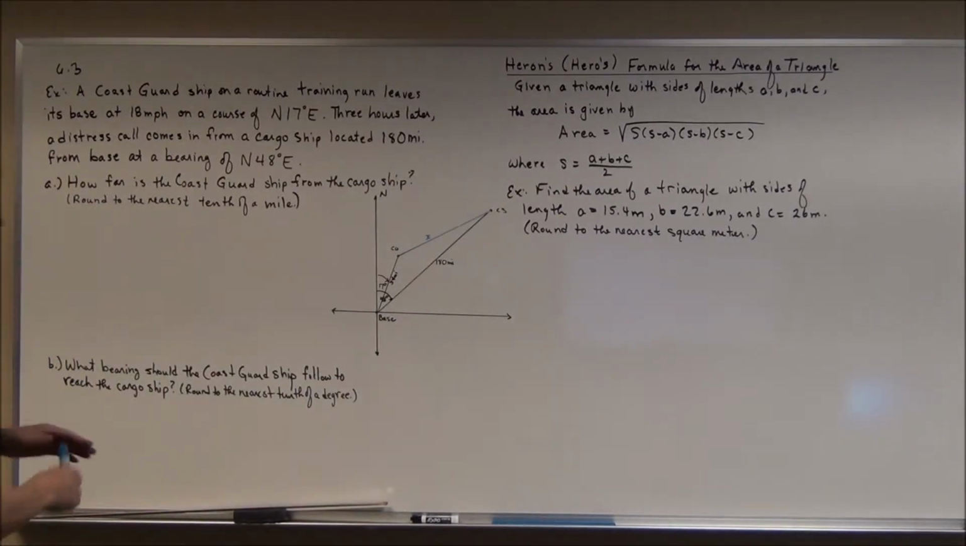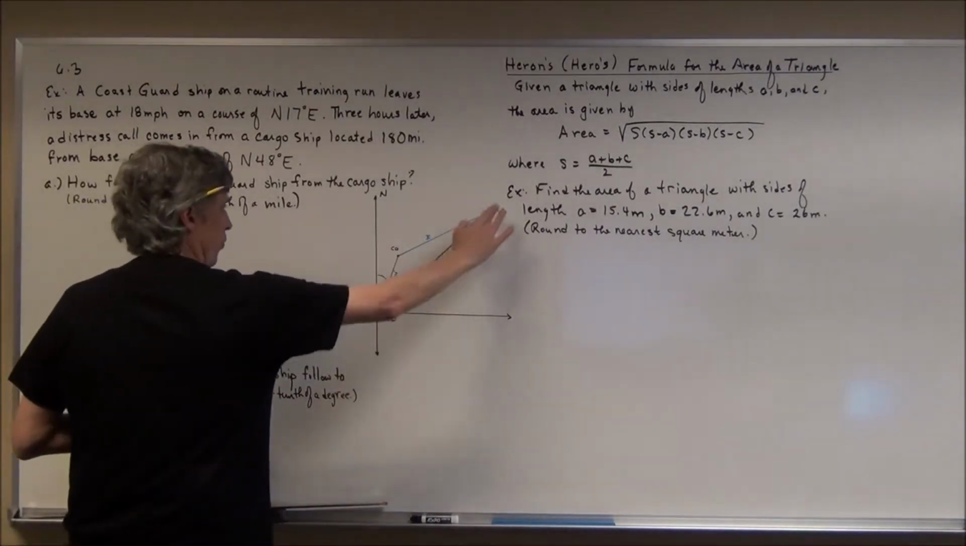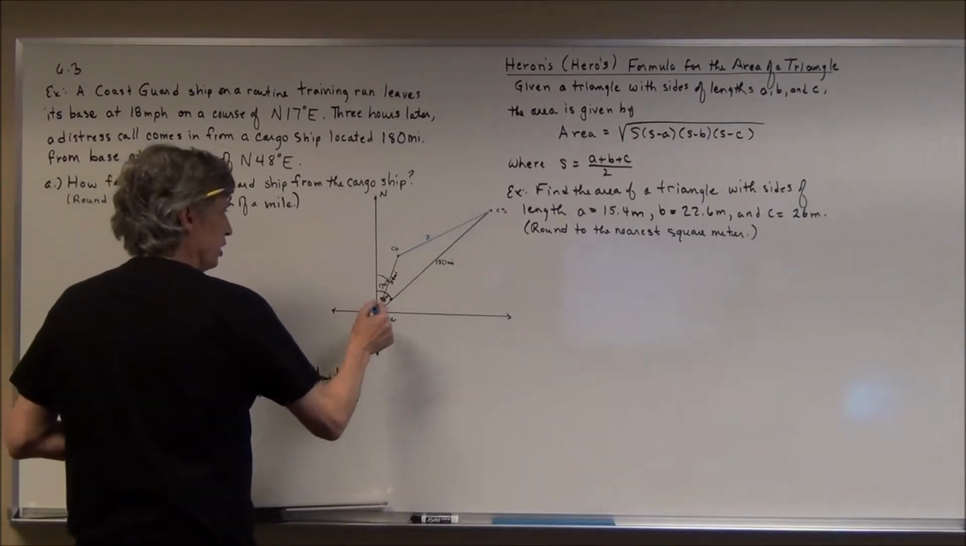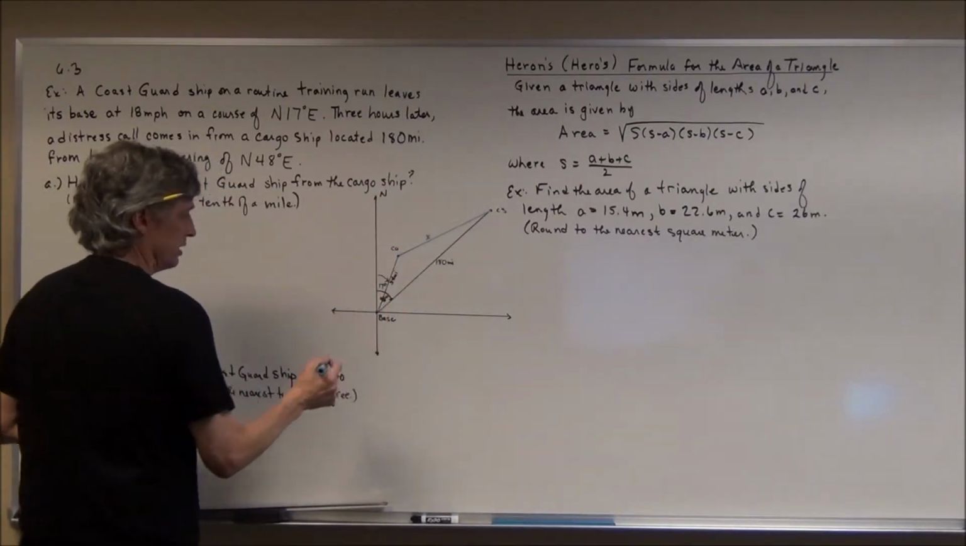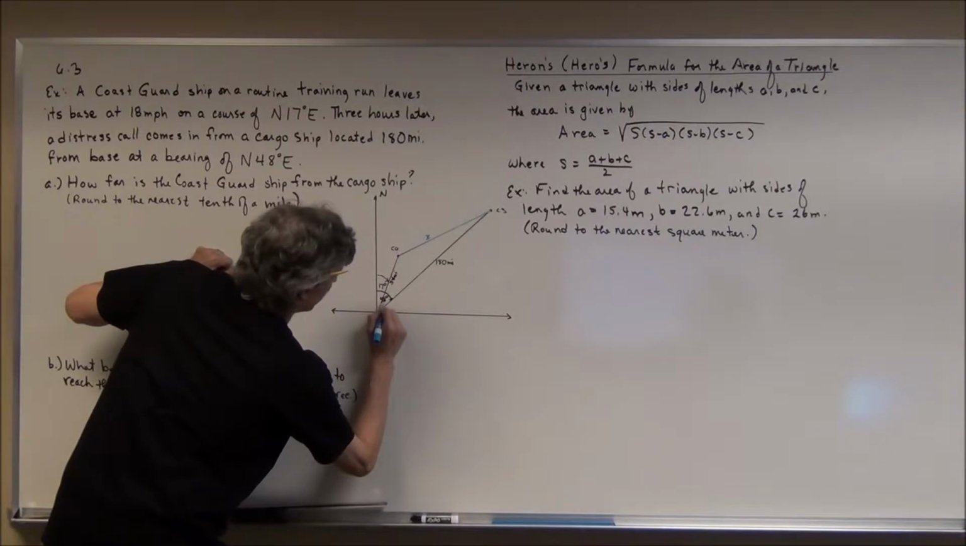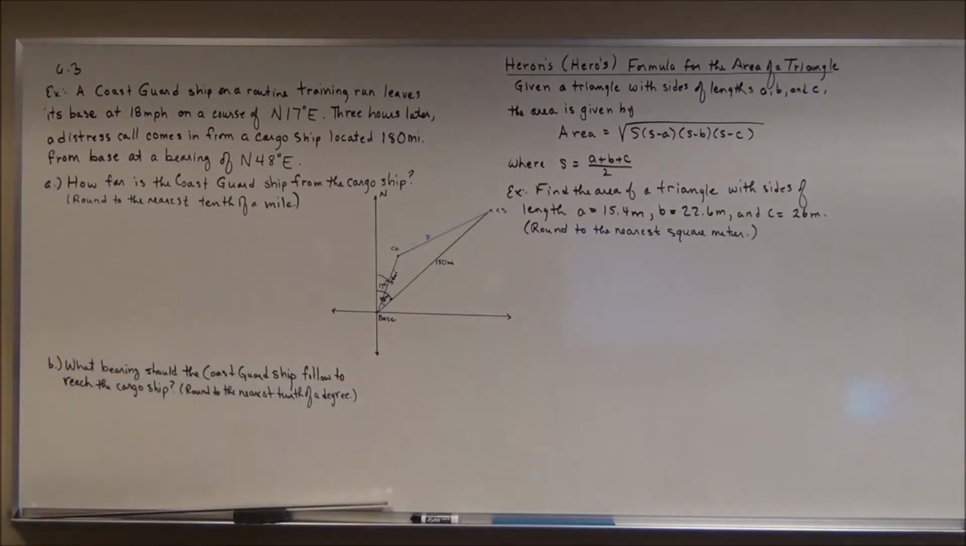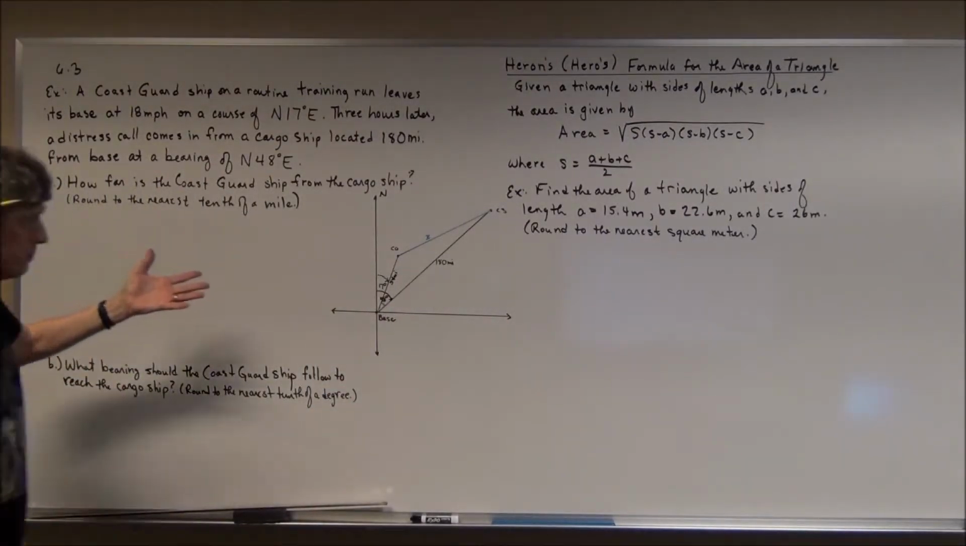I have two of the sides. I have 54 here and I have 180 here. I need the included angle so I can find that opposite side. I need this angle right here, which I'm going to mark in blue as well. Well, I can figure that out.